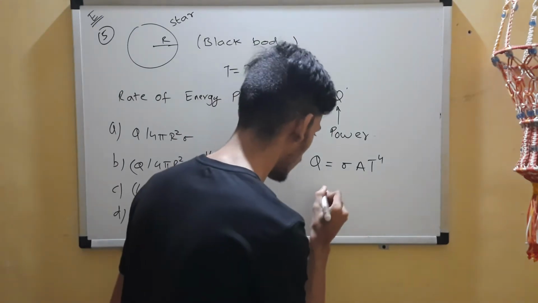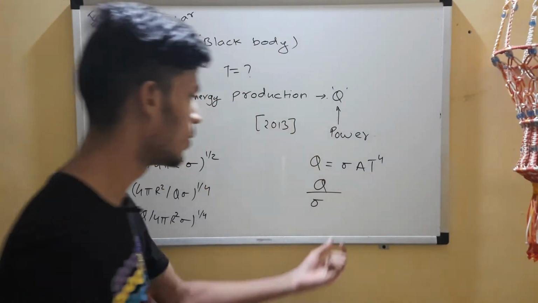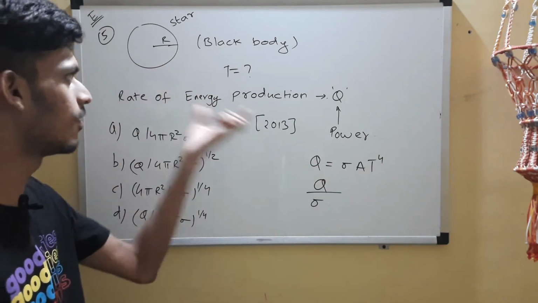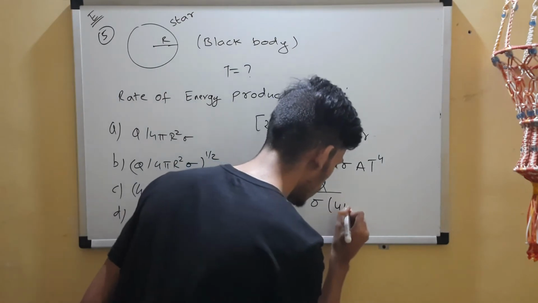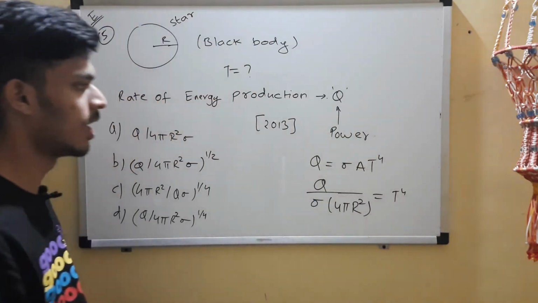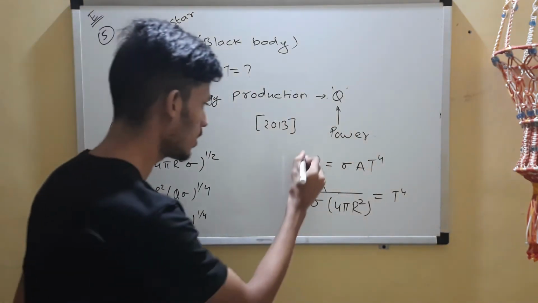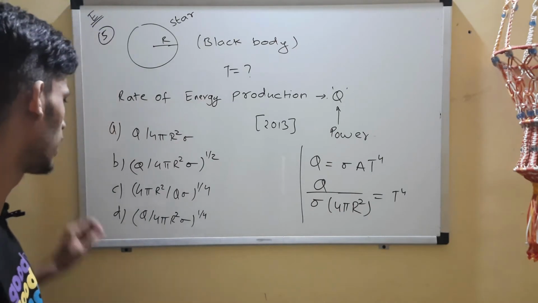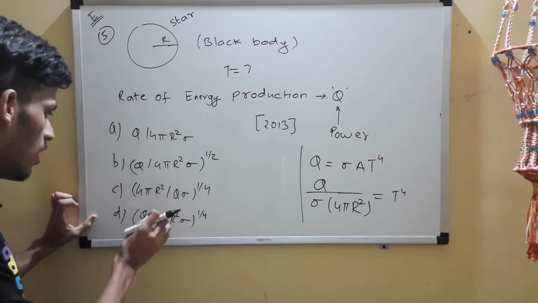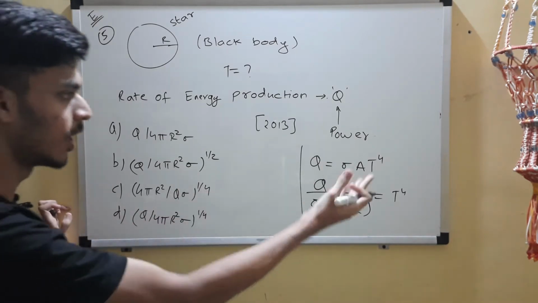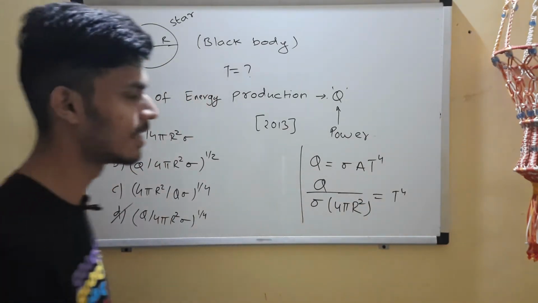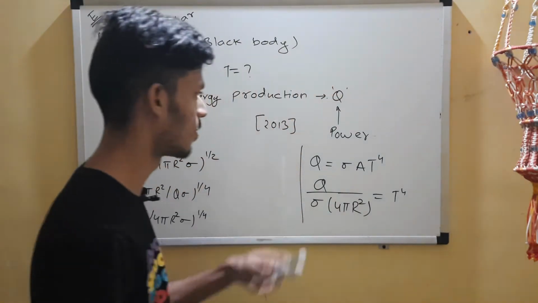So from here we'll get Q by sigma into A. A will be nothing but the surface area of this sphere, right? For a sphere, this area will be the surface area. So that will be 4 pi r square, is equal to T to the power 4. And we'll now take power 1/4 on both the sides. So that will give us option D as the correct choice: Q by 4 pi r square sigma whole raised to 1/4, since we are going to take power 1/4 on both the sides. So option D is the correct choice. An easy peasy question from 2013.